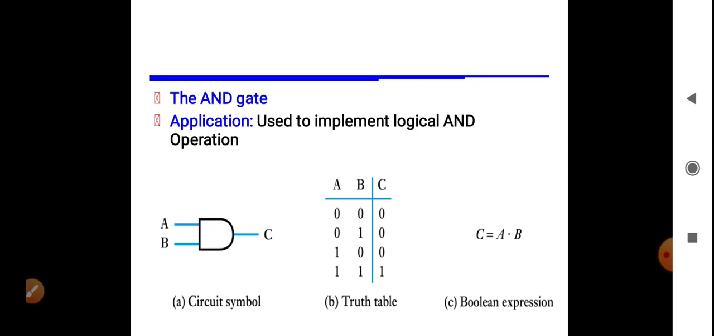So here the output variable is C. C here I am representing in terms of the input variables which are A and B. So C is equivalent to A dot B. In this, as we are having two input variables, those variables are A and B.